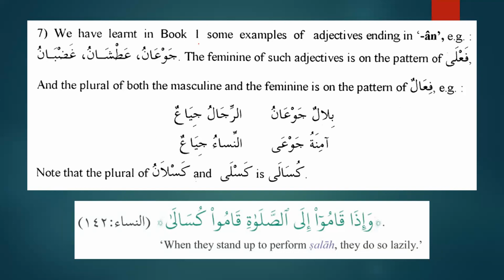Okay, we have learned in book 1 some examples of the adjectives ending with anu. For example, jaw'anu, atashanu, and ghadbanu. In book number 1, we learned that these are diptotes, yani they are mamnu min as-sarf. When we talk about the feminine of jaw'anu, atashanu, ghadbanu, the feminine comes on the pattern of fa'la. So for example, jaw'anu, atashanu, and ghadbanu, the feminine will be jaw'a, atasha, and ghadba.